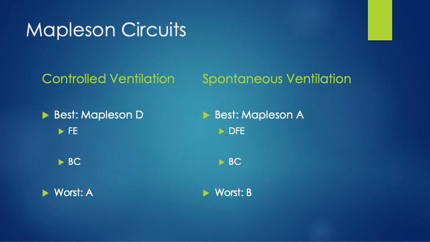So this is just a summary slide. I feel like the type of Mapleson circuit certainly comes up on standardized testing. For controlled ventilation, the best choice for a Mapleson circuit is a Mapleson D, and the worst would be an A. And then for spontaneous ventilation, the best Mapleson circuit is A, and the worst would be B.